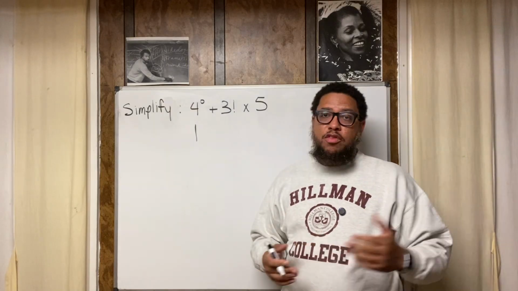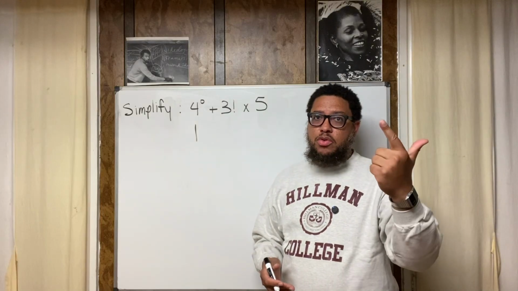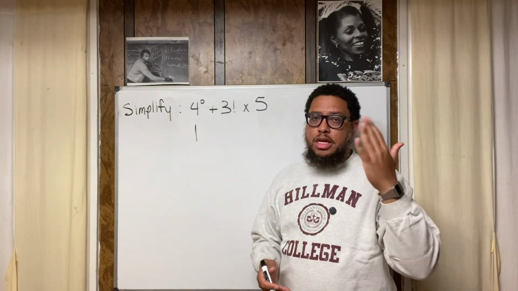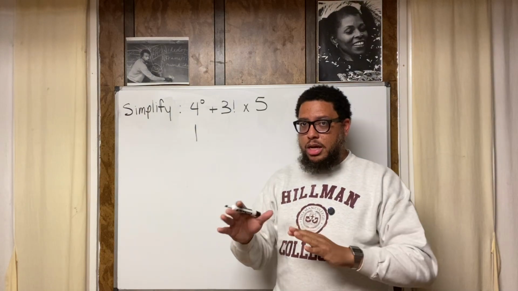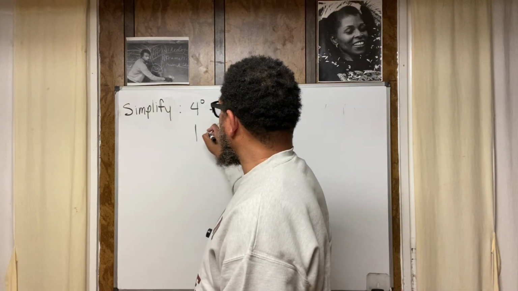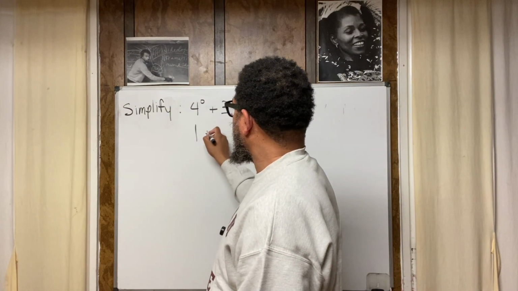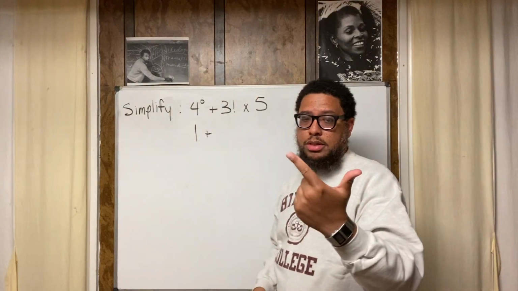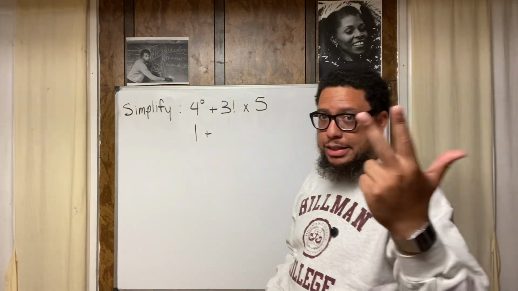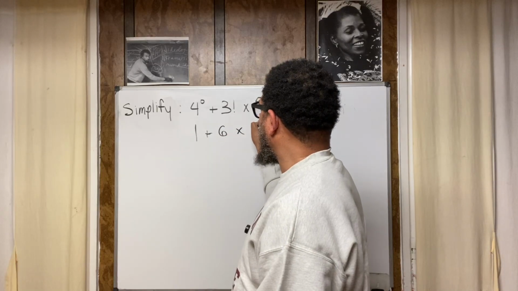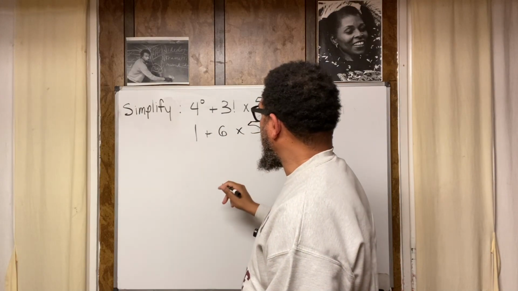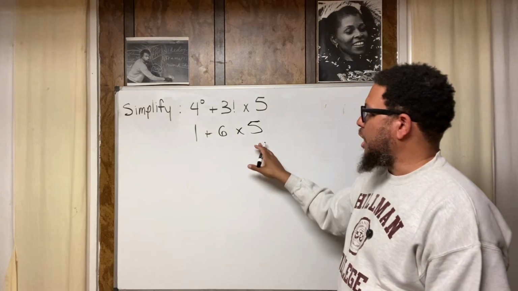That's factorial. 5 factorial is 5 times 4 times 3 times 2 times 1. 2 factorial is 2 times 1, right? See how that goes? So this is going to be plus, what's 3 times 2? 6. What's 6 times 1? 6. So this turns into a 6. And then we got times 5. All right, so we got 1 plus 6 times 5.